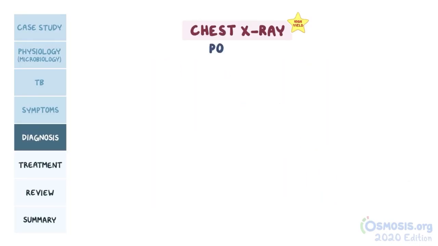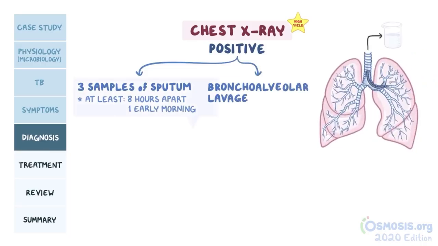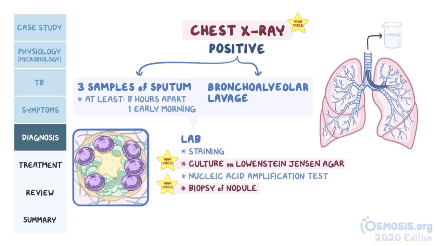If chest radiography was positive, it's important to collect 3 samples of sputum at least 8 hours apart and including at least one early morning specimen, or alternatively, by bronchoalveolar lavage. These samples are sent to the lab for staining, culture on Lowenstein-Jensen agar, and nucleic acid amplification test to look for evidence of Mycobacterium tuberculosis. A biopsy of the nodule might also be beneficial, which can reveal caseating granulomas with central necrosis and Langerhans giant cells.